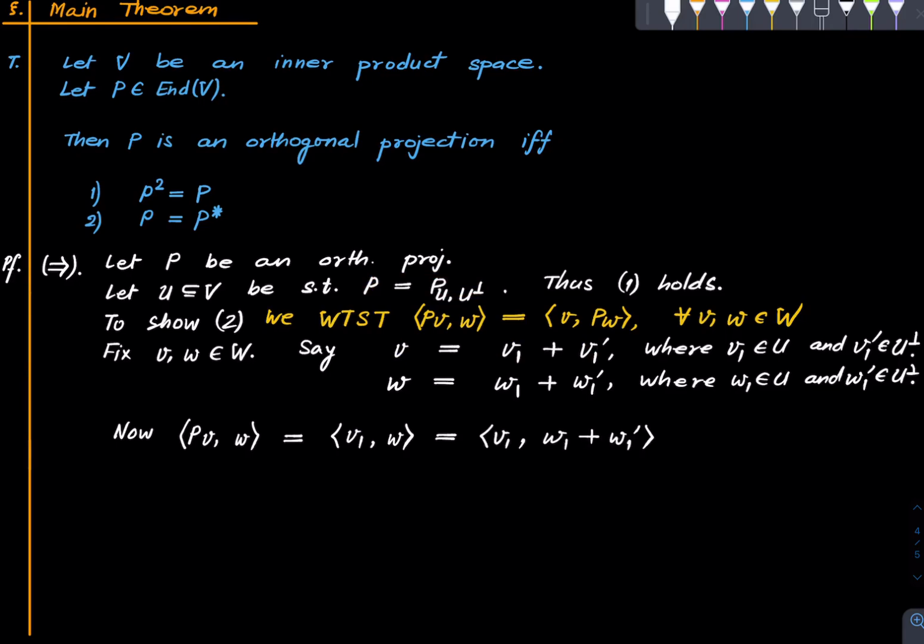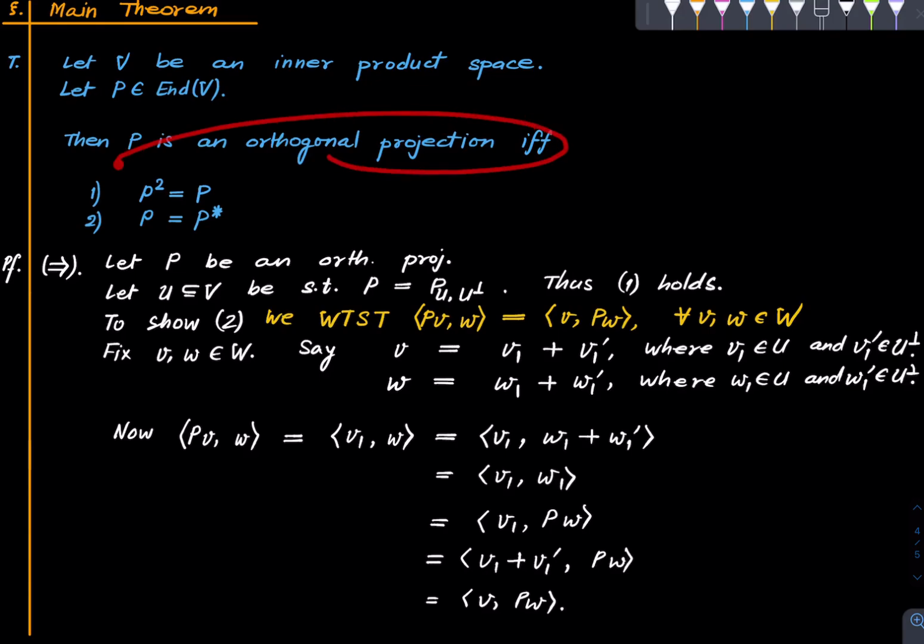But what is this? This is equal to that, which is equal to that. But what is this? w1 is equal to Pw, so we have that. But then again, since v1 prime is orthogonal to U, we can write this, but that is equal to v dot Pw. So that proves it. Okay, so this implies that. And now for the other direction.